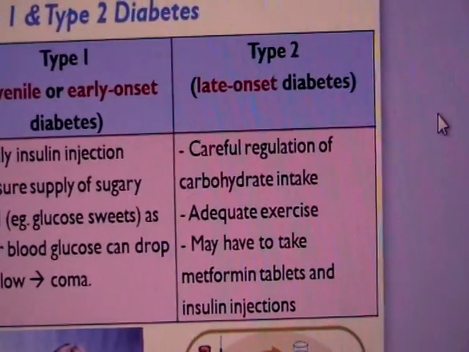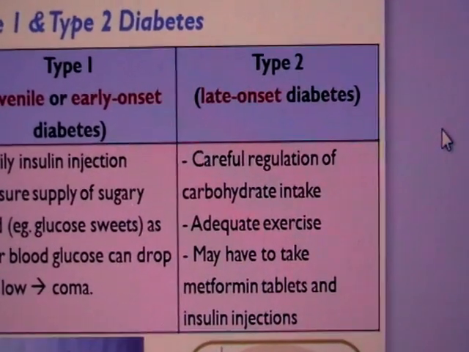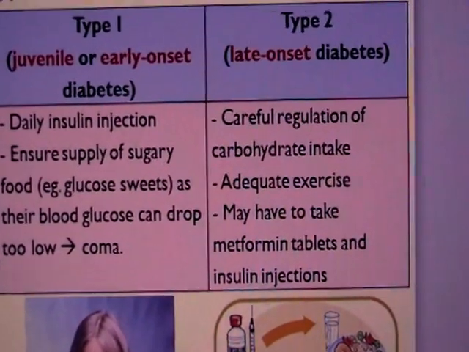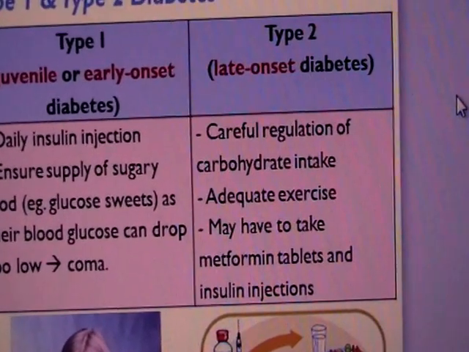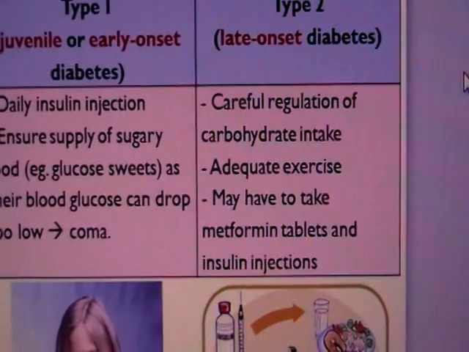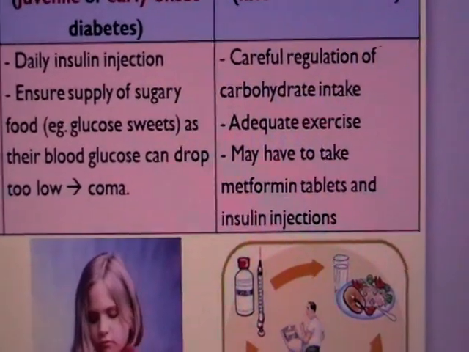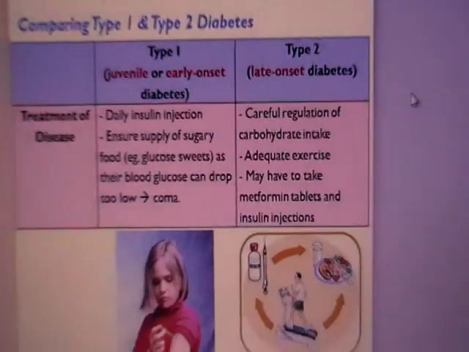For type 2 diabetes, alright, usually for these patients, they can still go without insulin injections if they are just suffering from a borderline high case. Alright, so what they can do is they can watch out for their diet and to have a healthy lifestyle, maintain a healthy lifestyle.